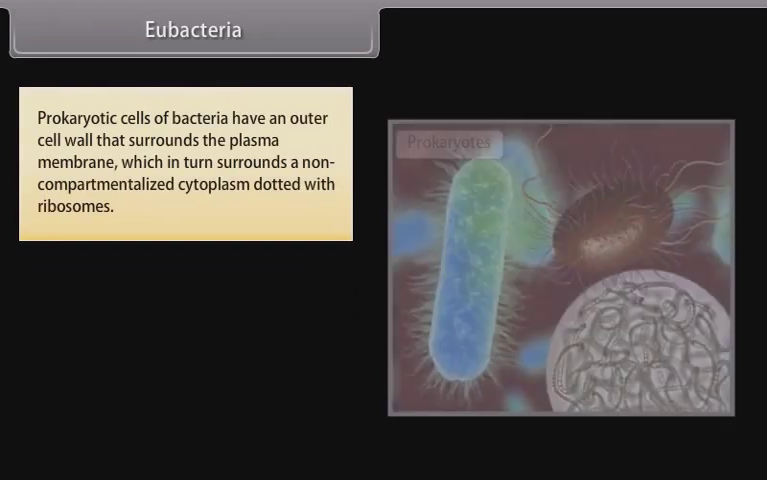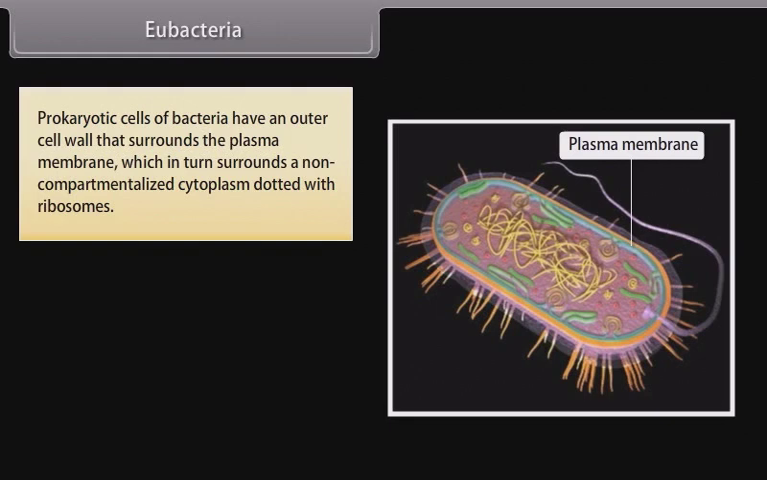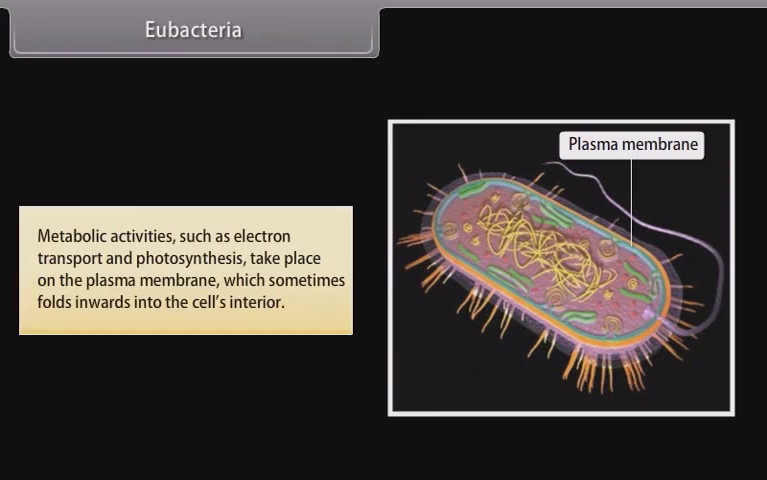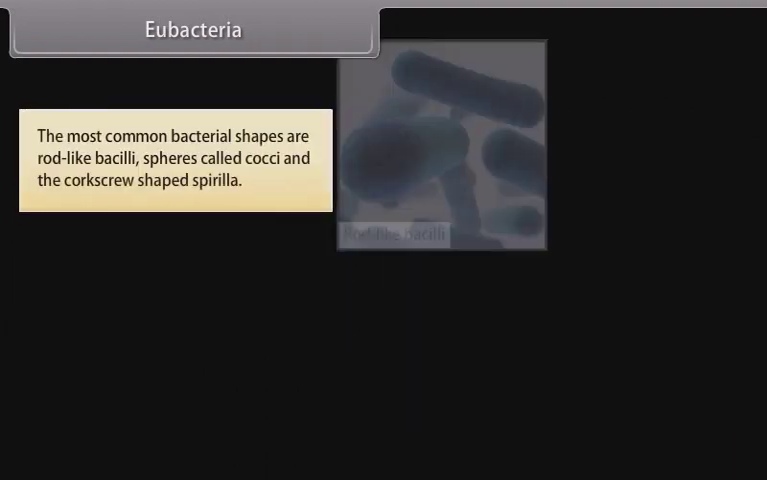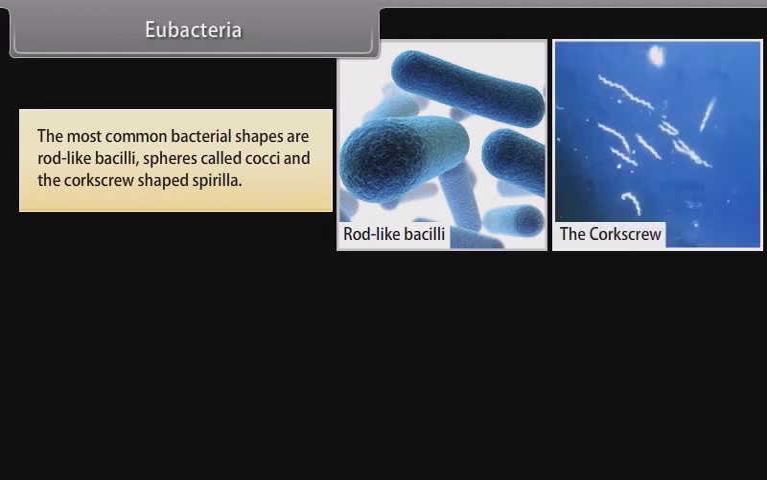Eubacteria. Prokaryotic cells of bacteria have an outer cell wall that surrounds the plasma membrane, which in turn surrounds a non-compartmentalized cytoplasm dotted with ribosomes. They generally lack membrane-enclosed organelles such as nucleus, chloroplasts, and mitochondria. A circular strand of DNA, usually coiled into one region of the cell, the nucleoid, serves as the single chromosome. Metabolic activities such as electron transport and photosynthesis take place on the plasma membrane, which sometimes folds inwards into the cell's interior. The most common bacterial shapes are rod-like bacilli, spheres called cocci, and the corkscrew-shaped spirilla.